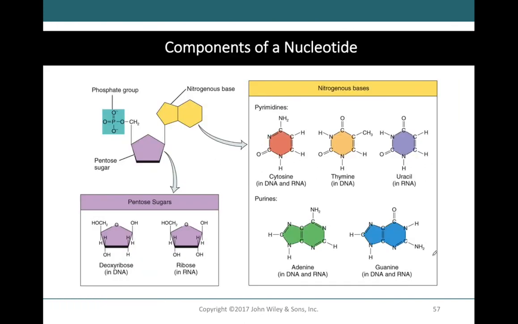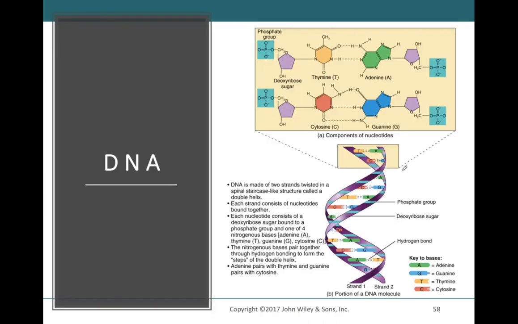So before I go any further into the structure, I want to note that uracil is only going to be found in RNA, and thymine is only going to be found in DNA. The rest of these different types of nitrogenous bases can be found in both RNA and DNA. But if we are considering DNA, we will only have thymine, and if we're considering RNA, we will only have uracil. Uracil will never exist in DNA. So if you see uracil, you automatically know that we're talking about RNA.